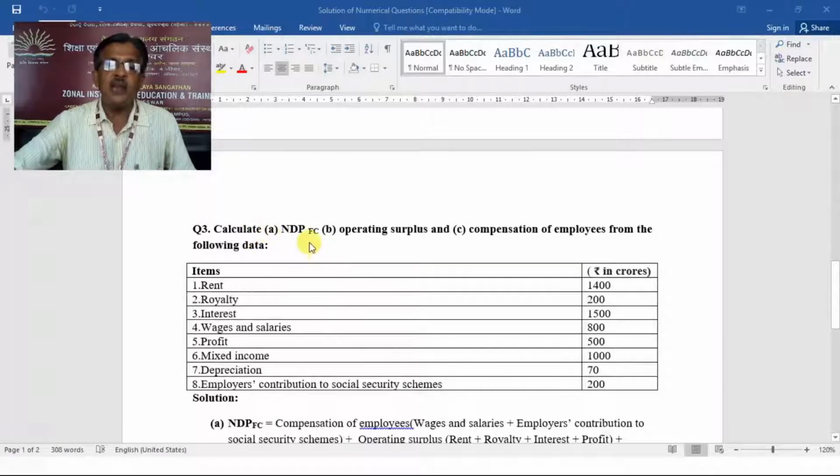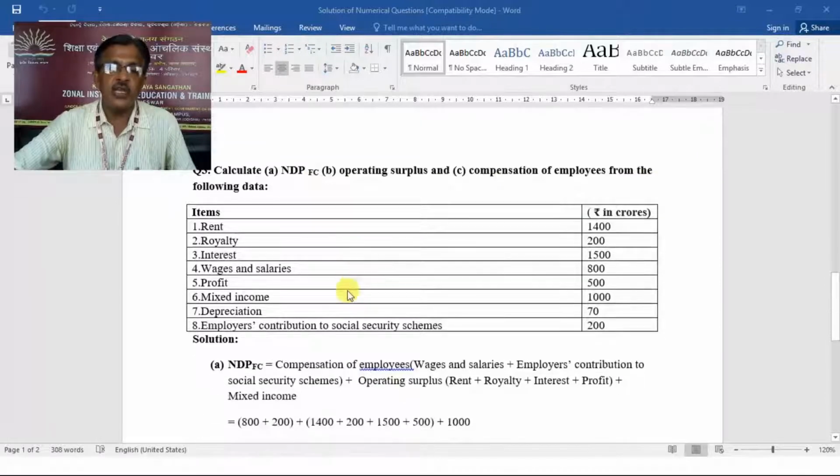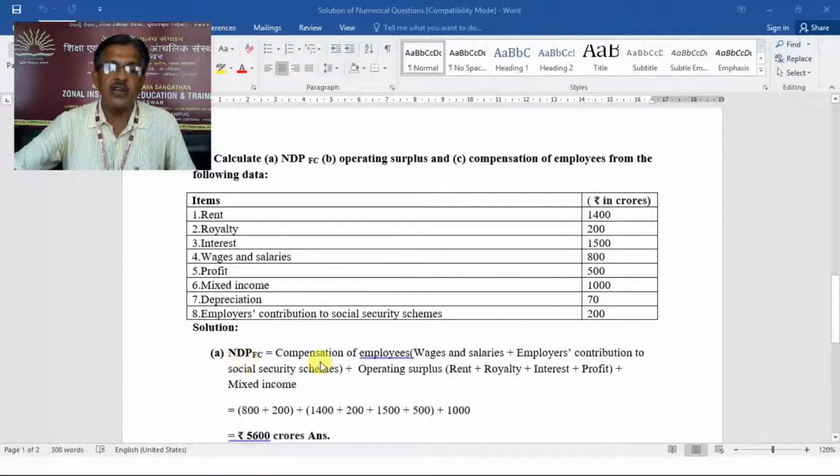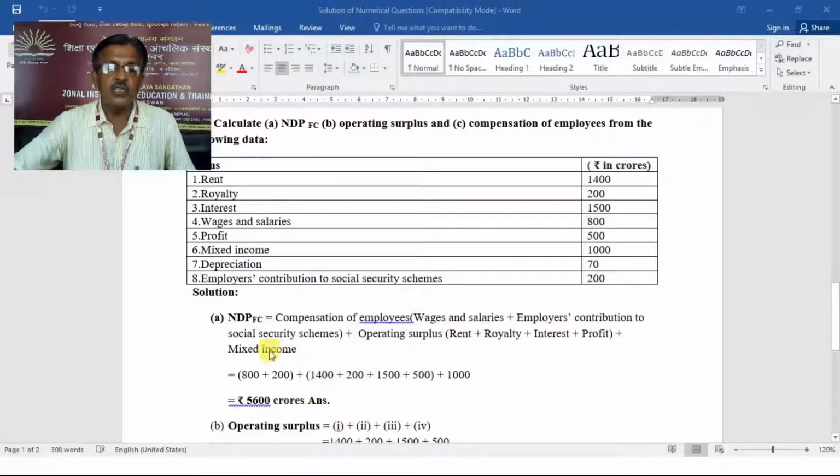Then calculate NDP at factor cost, operating surplus and compensation of employees from the following data. You see here how it has been done. For NDP at factor cost, now compensation of employees, that is wages and salaries, employers' contribution to social security scheme, operating surplus plus mixed income. All these are included here. You see rent, royalty, interest, wages and salaries, profit, mixed income. Depreciation will not be included because it is a net value concept. Employers' contribution to social security scheme is also part of compensation of employees. Actually, if you are clear, then you can find out in this way.